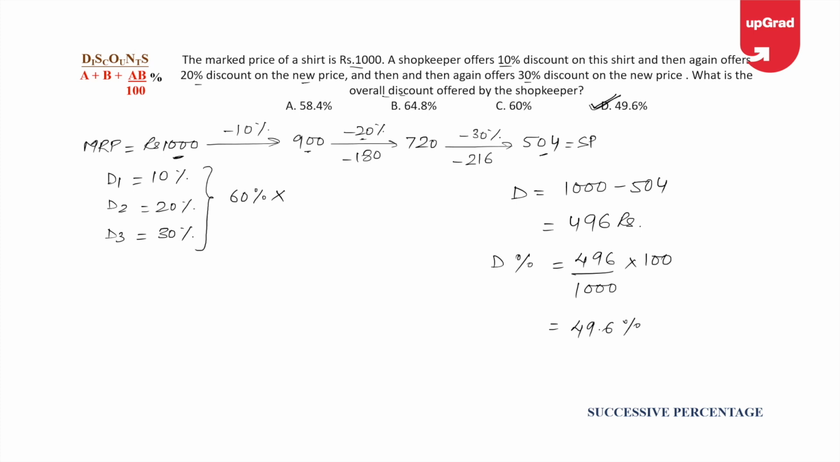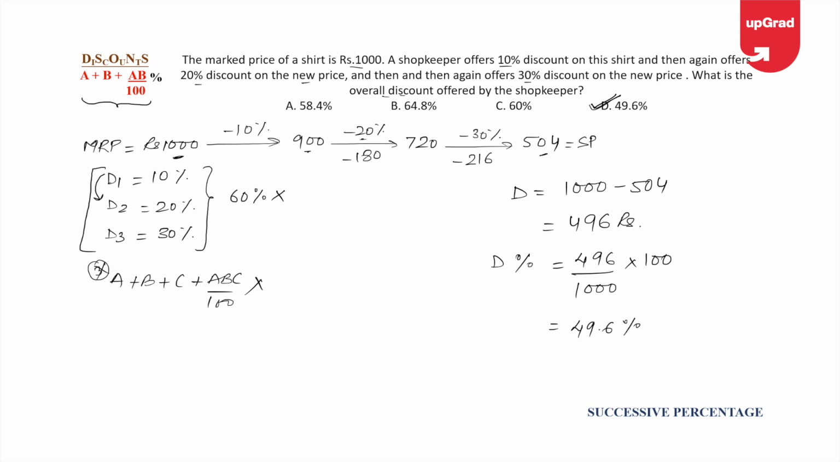What do I do if I have to calculate this value by successive percentage? Now, people will think that over here there are three instances, but we have the formula only for two instances. So let me make it very clear. You can't have a formula for three instances such as A plus B plus C plus ABC by 100. No, my dear, we do not have a formula for three cases. So what you have to do, you have to solve two at a time.